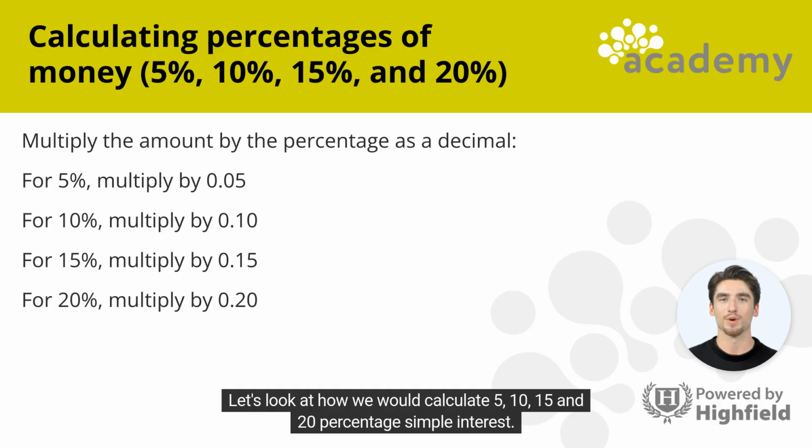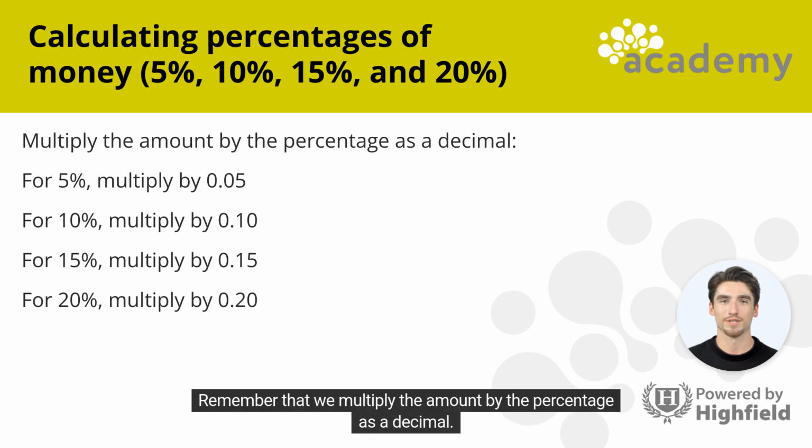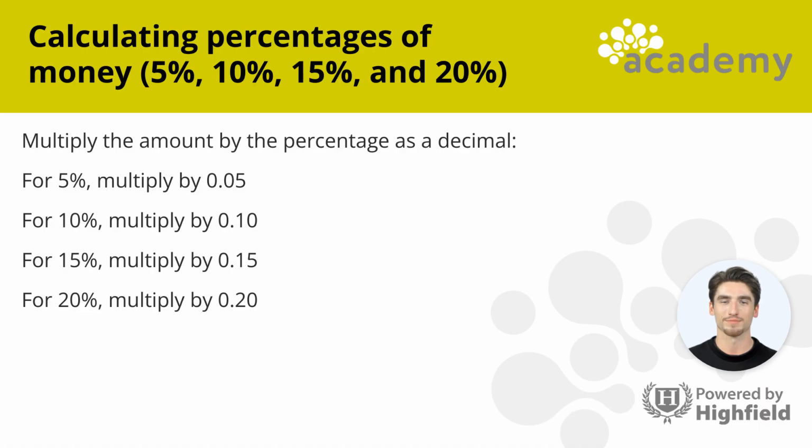Let's look at how we would calculate 5, 10, 15, and 20% simple interest. Remember that we multiply the amount by the percentage as a decimal. And to convert a percentage into a decimal, we divide it by 100.